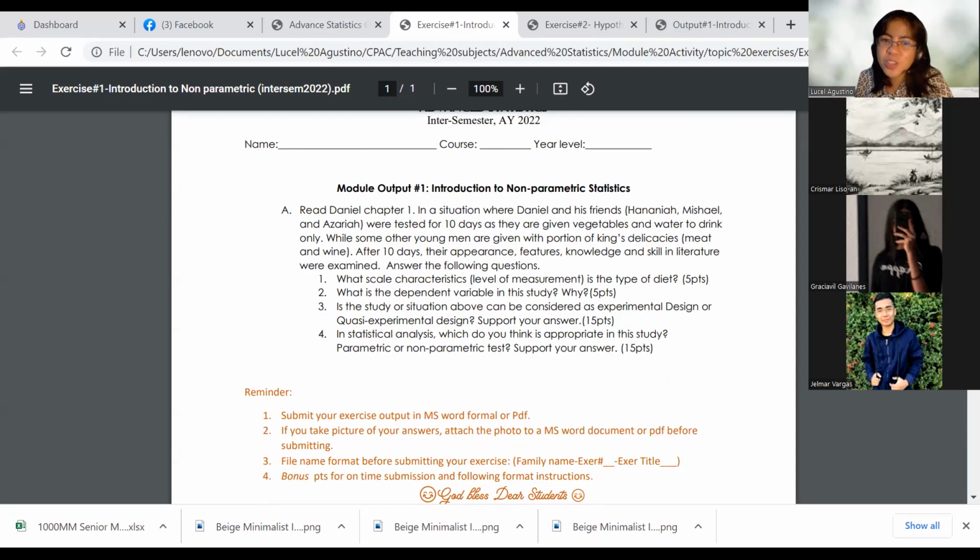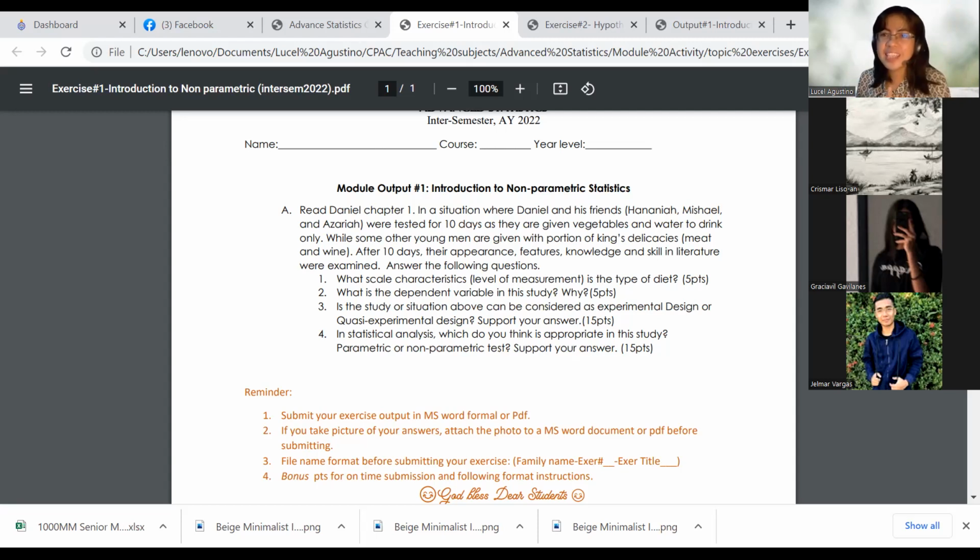Then, in a situation, ang iya nga friends, si Hananiah, si Mishael, kag si Azariah, si Shadrach, Meshach, kag si Abednego, were tested for 10 days, di ba? Na-introduce ko man before, as they were given vegetables and water to drink. So amo na ang ginhatag sa ila for 10 days. Di ba experiment, damo research activities gid sa Bible, wala lang naton gina-notice. Then while some other young men are given with portion of king's delicacies. So ang iba naman nga grupo, meat kag wine.